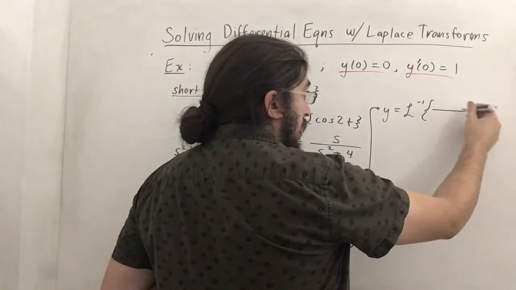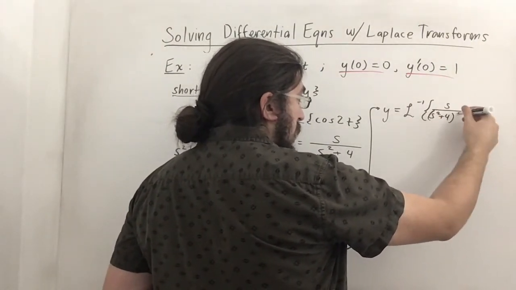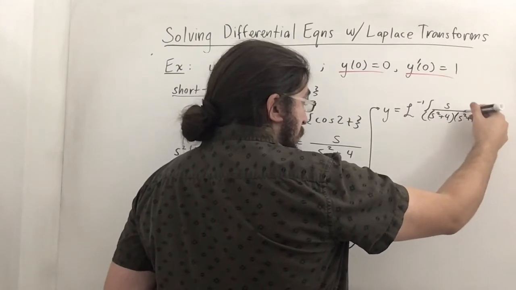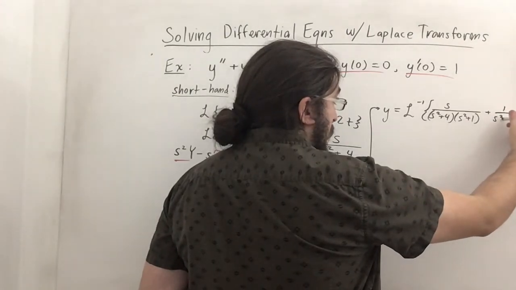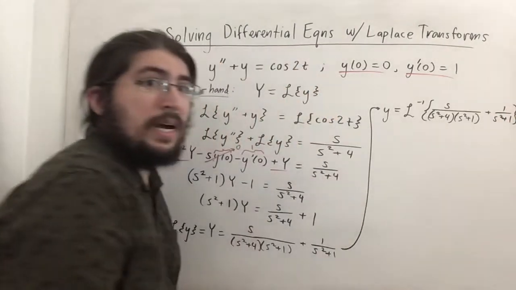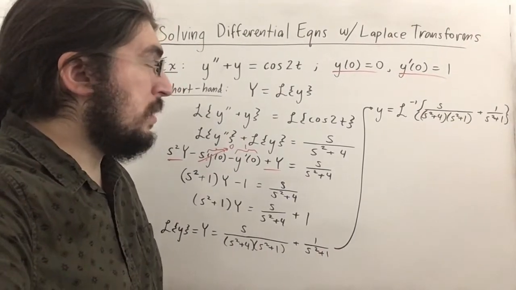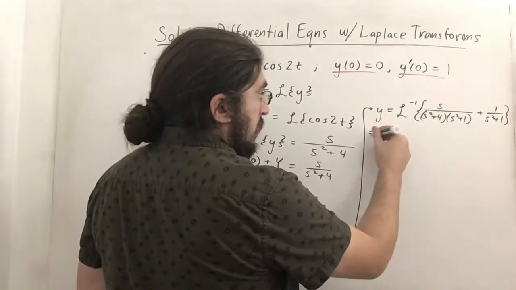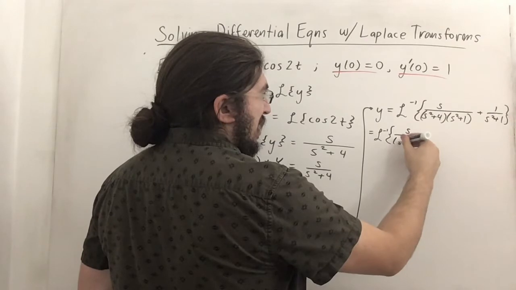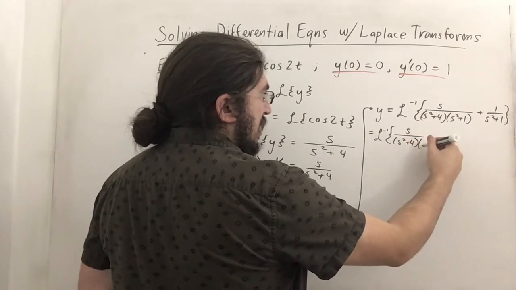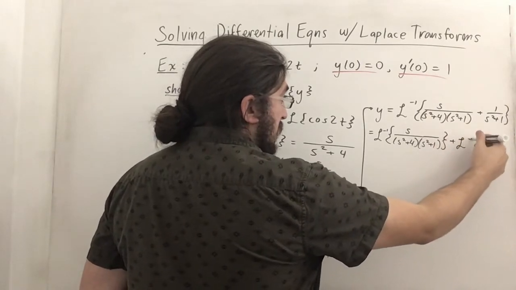So Laplace inverse of s over s squared plus 4 times s squared plus 1. Let me try to squeeze it in there. Plus 1 over s squared plus 1. Let me see if that makes it on the screen. It kind of does. Let me scoot the screen over a little bit so you can see that. So the next thing I want to do is split this up, of course. So this is Laplace inverse of the first one, like that, plus Laplace inverse of the second one.